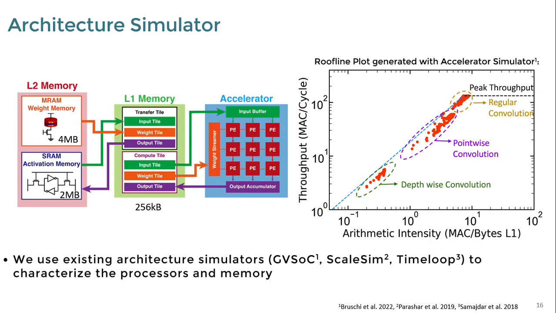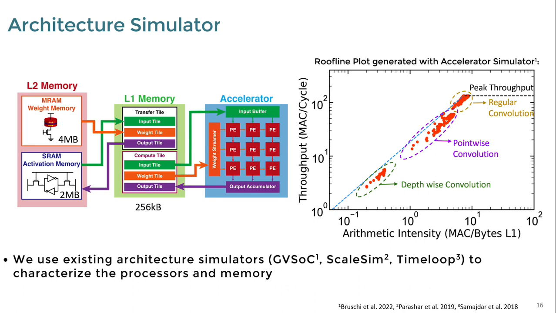Here I'm showing you just an example of the architecture simulator. As I was saying before, we use existing architecture simulators such as GVSOC, ScaleSim, or Timeloop to characterize the processors that we're using. Of course, which simulator we use depends on which architecture we are targeting. For example, here we use GVSOC to model the architecture that I am showing, in which we have an L2 memory that has MRAM for weight storage and SRAM for activation memory. Then we have an L1 memory and an accelerator.